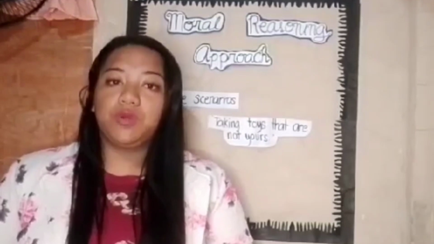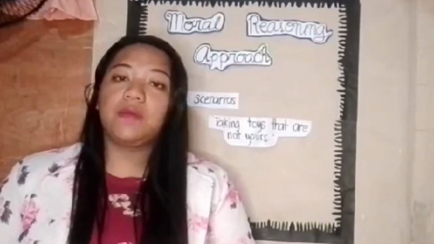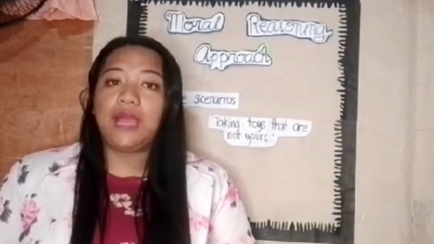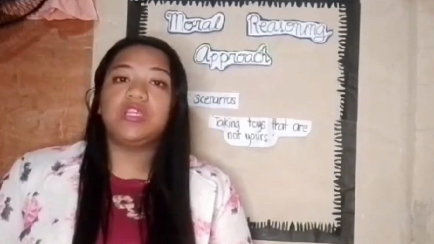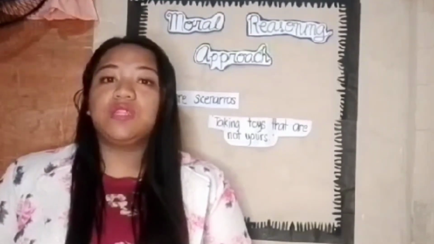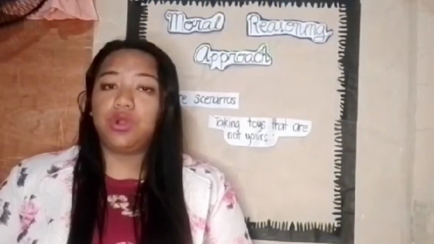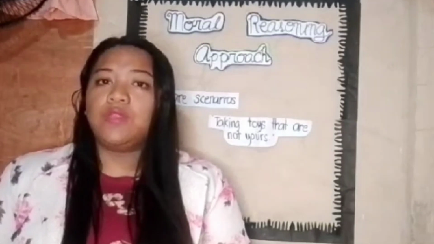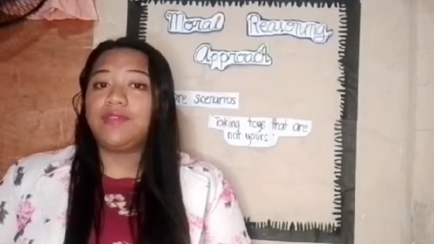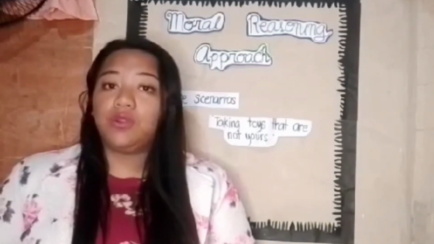The moral reasoning approach is the study of how people think about right and wrong, and how they acquire and apply moral rules. As a teacher, you can share a scene with your class and let your students identify if it is right or wrong. So, for example, taking toys that are not yours. With this, you can let your students identify if stealing is right or wrong.